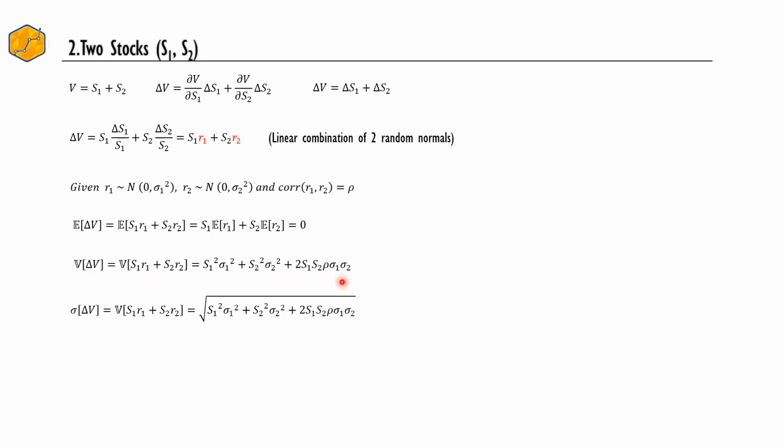All right, and then you get sigma. Sigma is just the square root of that. So we got everything: the mean of delta V and the sigma of delta V. Then nothing can stop us from calculating the value at risk. That's value at risk because the mean is zero, so it's just sigma Z.